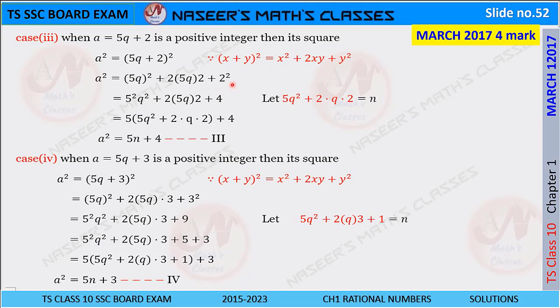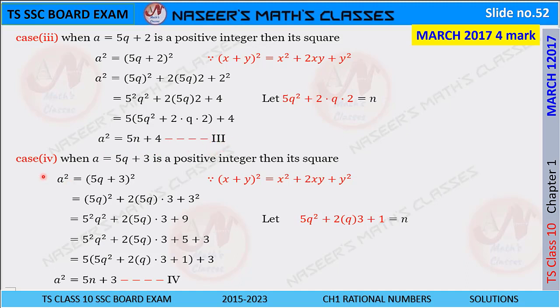Here 2² value is 4 and (5q)² is written as 5²q². In the first two terms we take out 5 common, then we can write it as 5 times (5q² + 2q times 2) + 4. Next, let 5q² + 2q times 2 = n, then we can write a² = 5n + 4. Let this be equation 3.